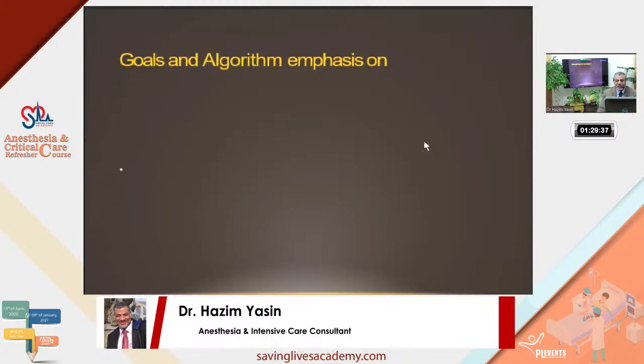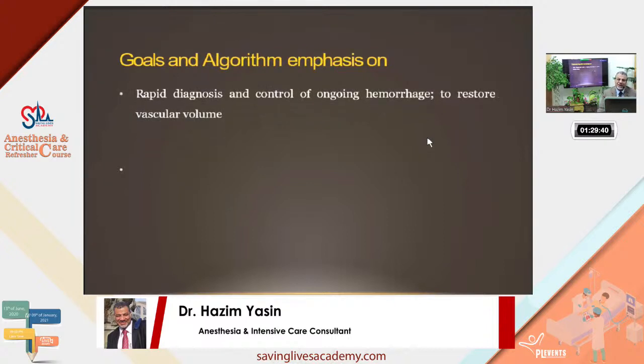What is the goal and algorithm emphasis on? Rapid diagnosis and the control of ongoing hemorrhage to restore vascular volume. So anaesthetist presence in the first golden hour in the emergency department is very crucial. Why? Because he is the fastest one who can make two wide gauge IV lines. He can do emergency central line.